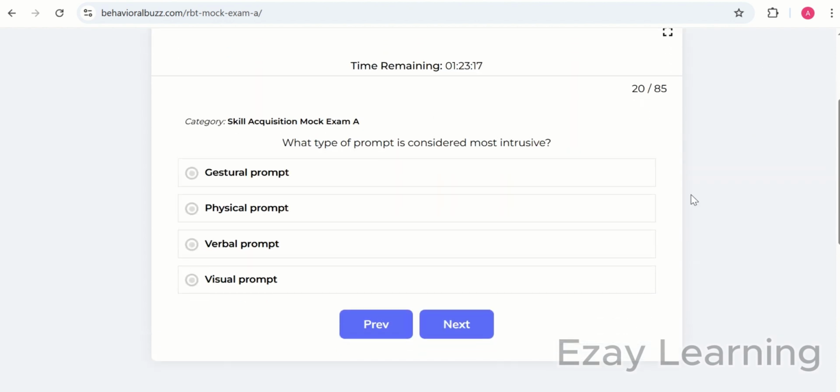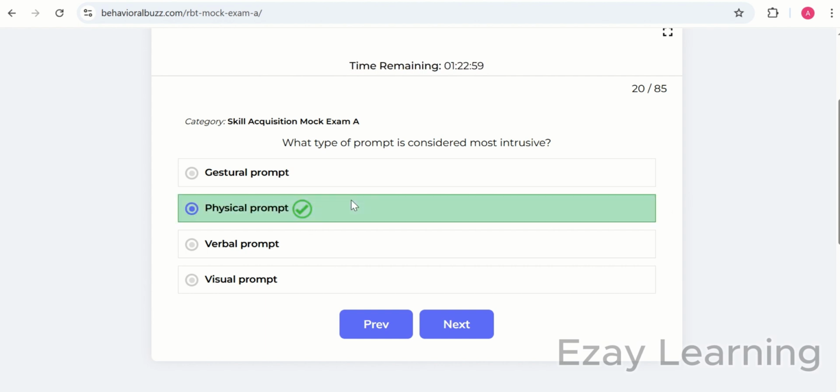What type of prompt is considered most intrusive? So basically most intrusive, by the term we mean the prompt which gives less space and privacy to the client. It is basically more of an intrusion to the client's space, and obviously the physical prompt would be the most intrusive.